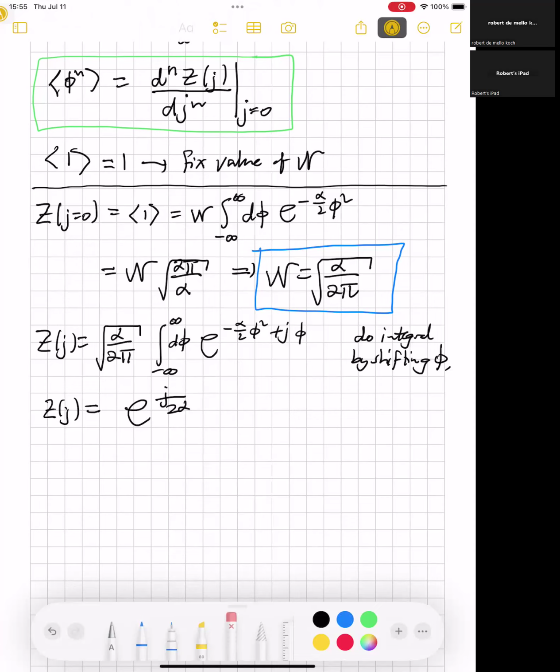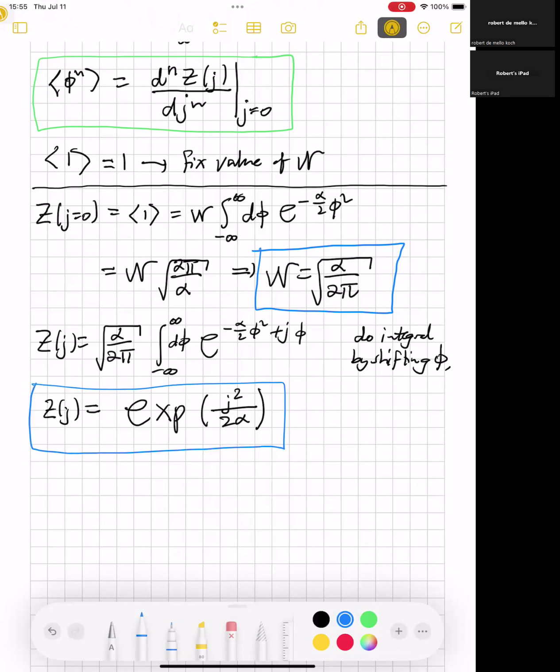Let me just make this clearer. This is really J squared. So that's J squared. Maybe that's clearer. Now that's completely clear. So that's our second formula. This is what Z of J is equal to.